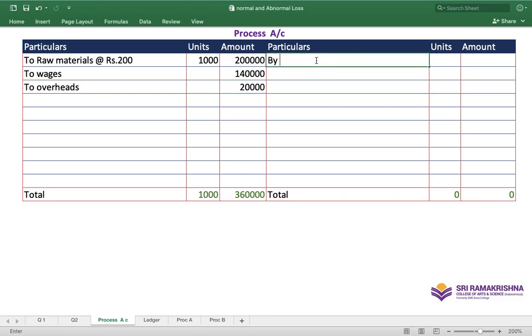On the credit side, by normal loss, at the rate of 10%. So 1000 kgs, 100 kgs. In this, we are not selling this normal loss of 100 kgs, so there is no value for this, 0. Next, by process 2 account.